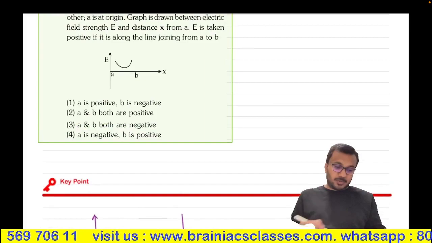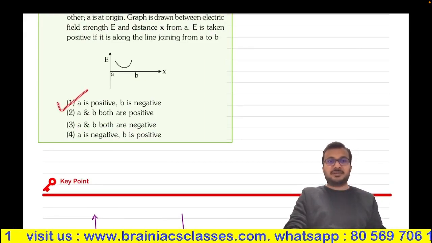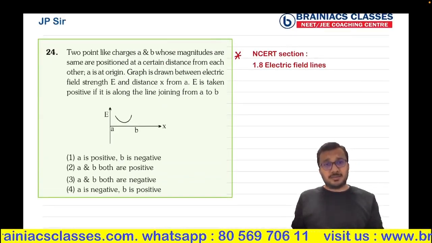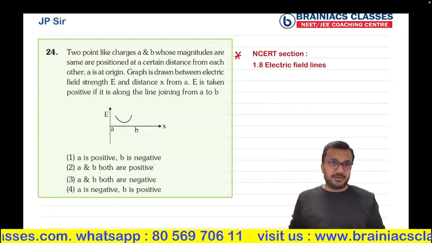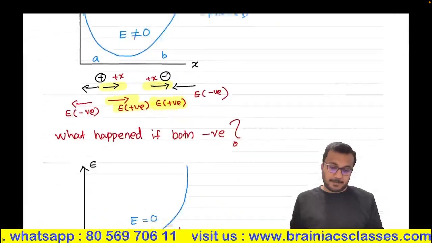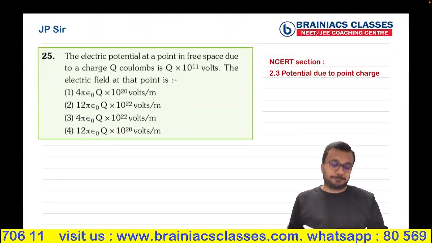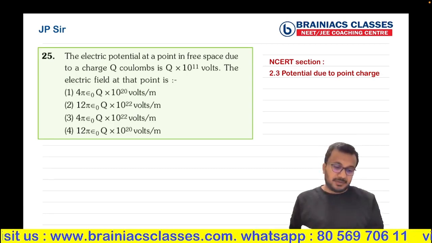What is option number 1? A is positive, B is negative. Never memorize the problem by heart, understand and then do it. Then it will be easy. Okay. So let's move to question number 25.